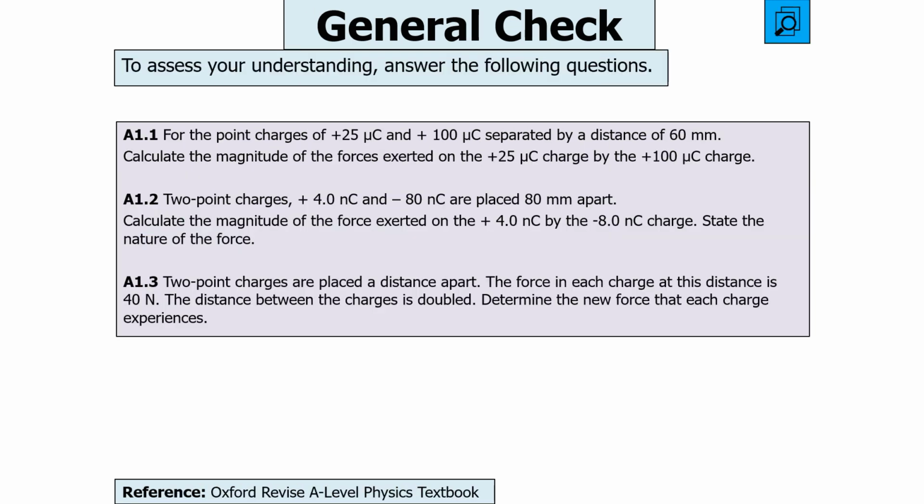The next question says, for the point charges of plus 25 microcoulombs and plus 100 microcoulombs separated by a distance of 60 millimeters, calculate the magnitude of forces exerted on the plus 25 microcoulomb charge by the 100 microcoulomb charge. Then 2 point charges plus 4.0 nanocoulombs and minus 80 nanocoulombs are placed 80 millimeters apart. Calculate the magnitude of the force exerted on the plus 4 nanocoulombs by the minus 80 nanocoulombs charge. State the nature of the force.